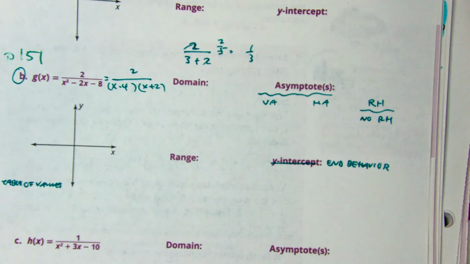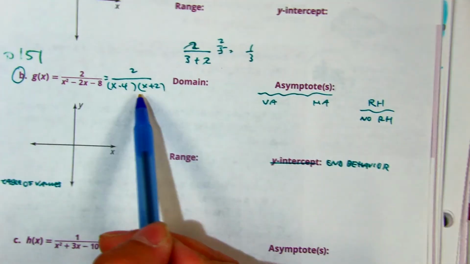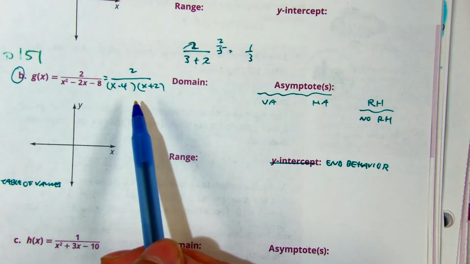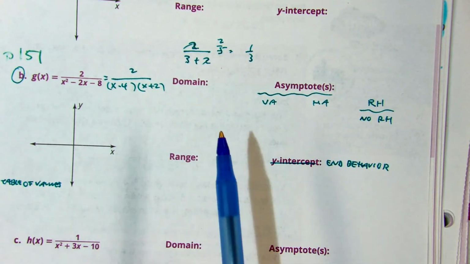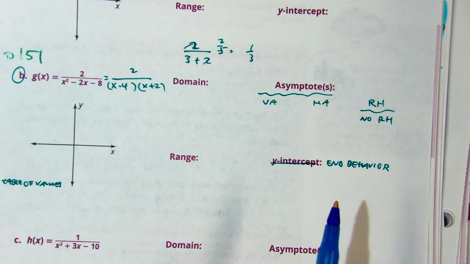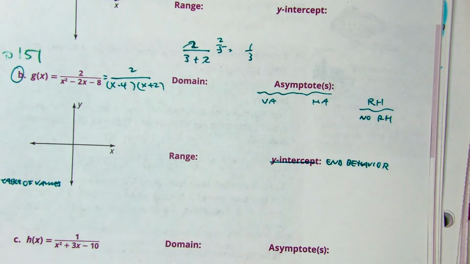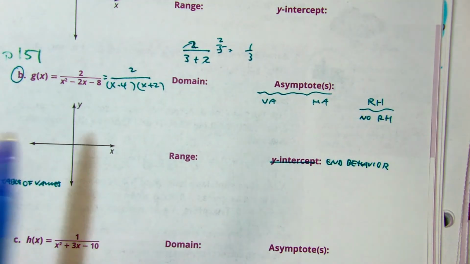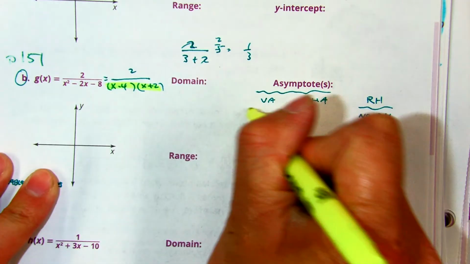Ariel, what do we do next? Feel free to look at the board. We just factored. We couldn't cancel anything out. We're going to set the denominator not equal to 0.